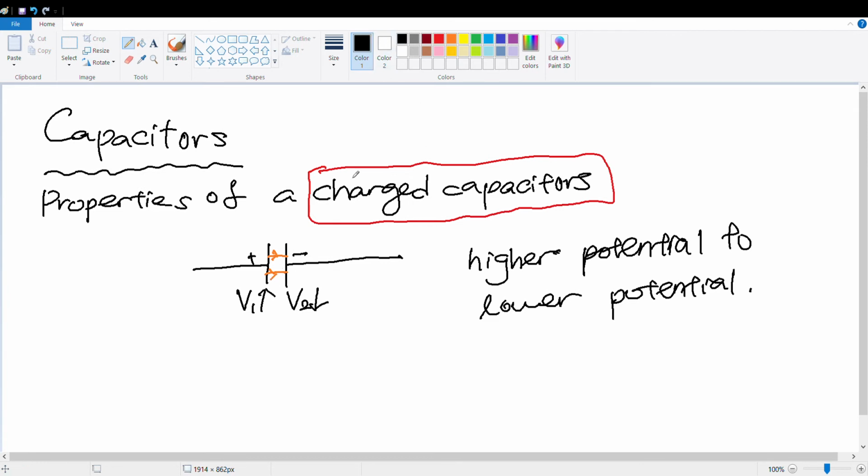Since there is electric field strength between these two plates, it shows that there is a potential difference. So the potential difference and the electric field strength are relevant to each other. If there is potential difference between these two plates, eventually there is an electric field strength.